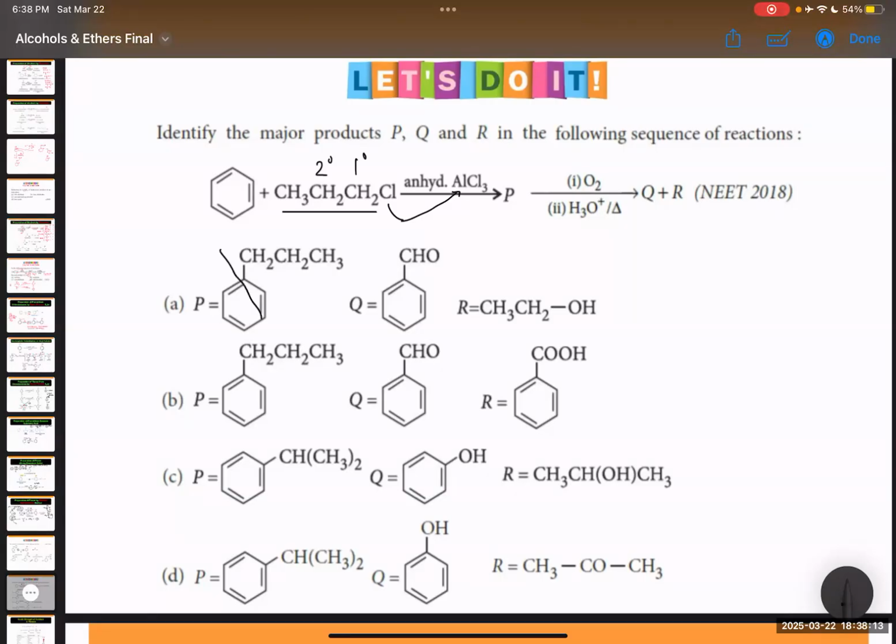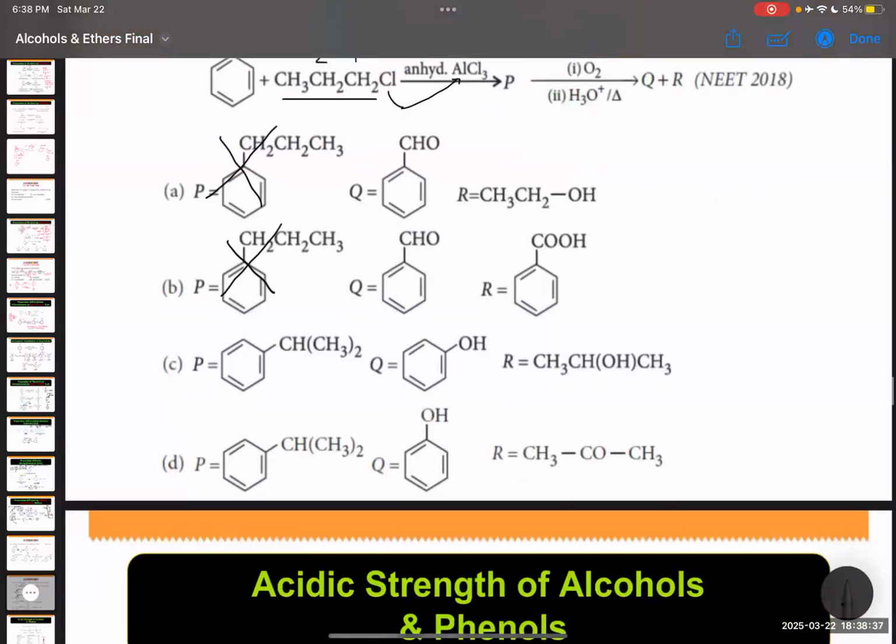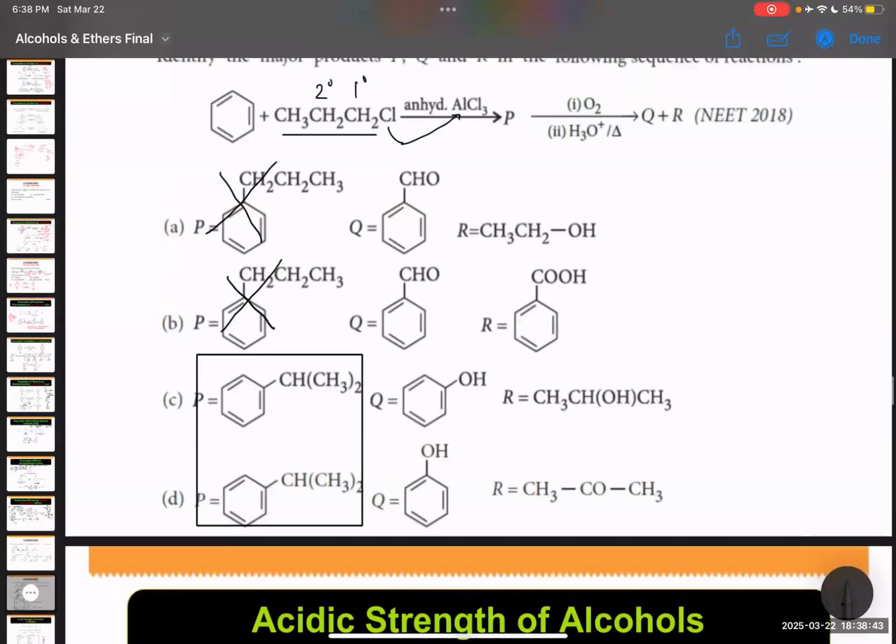So this is wrong. This option is also wrong because here you made the cation on the position where Cl was connected, but you have not carried out the rearrangement. So the cation is there, cation is going to shift inside. We're going to get a secondary cation, and that secondary cation is going to come and join in. So these two options could be the answer. And you ended up with cumene. Got it?